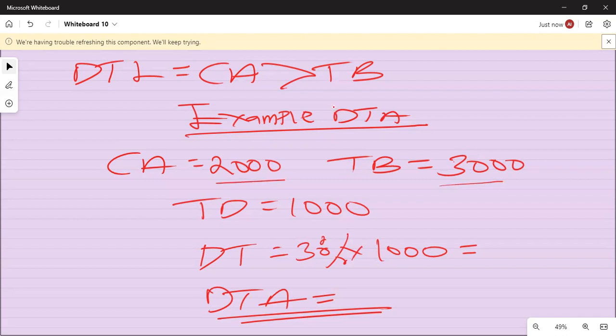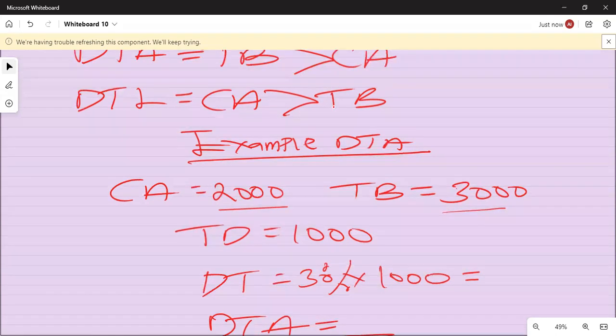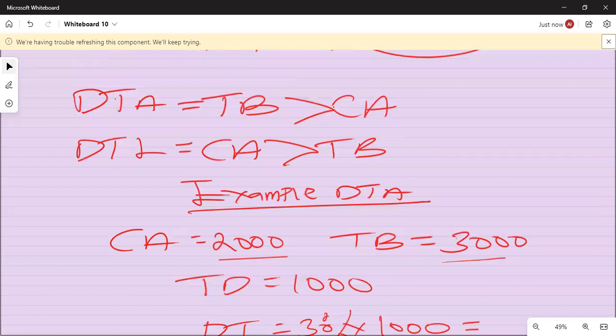The opposite is vice versa. Don't forget, deferred tax asset occurs when the tax base is greater than the carrying amount, while deferred tax liability occurs when the carrying amount is greater than the tax base. Thank you.